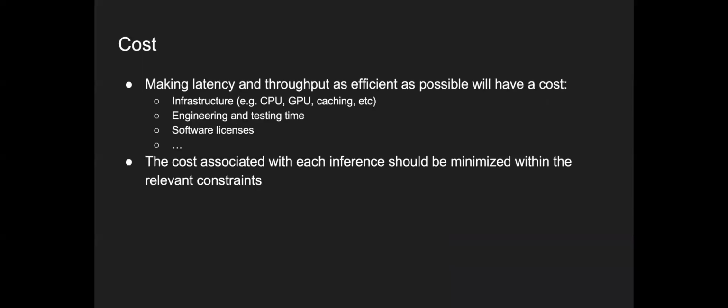Okay, so making latency and throughput as efficient as possible will come at a cost. This would be in the form of infrastructure and also in engineering and testing time and software licenses and many other things. So the cost associated with each inference should be minimized within the relevant constraints.